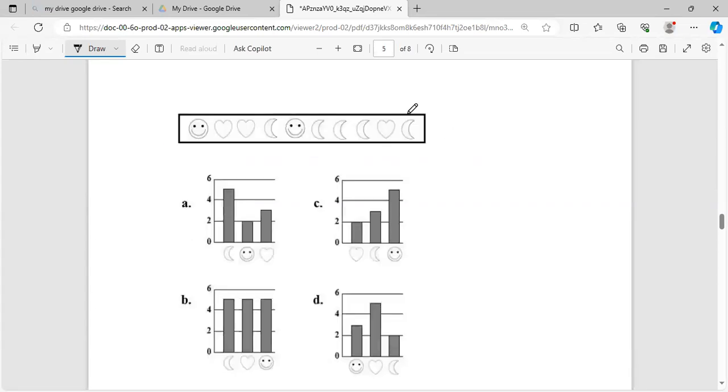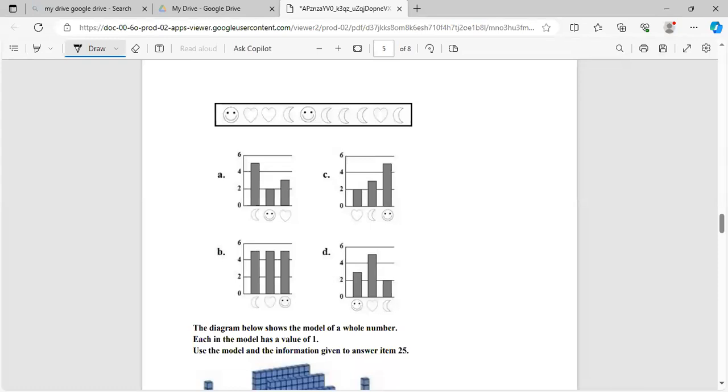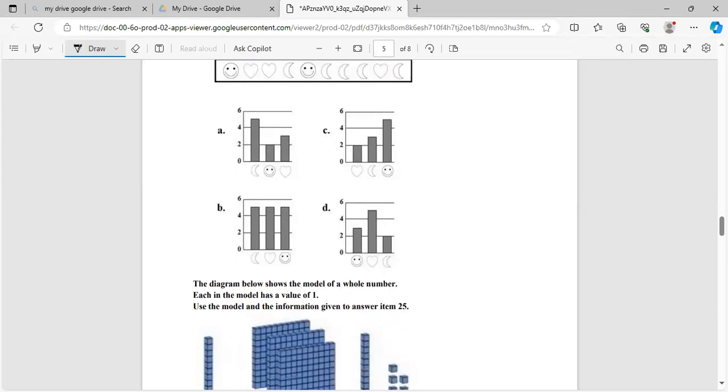Alright, let's look at this one now. Again, there's a little. Everyone should get this because we have done bar graphs in class. Oh, hold on, guys. I think a part is missing.